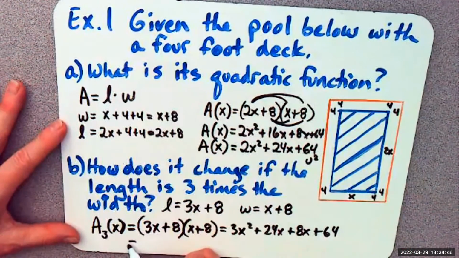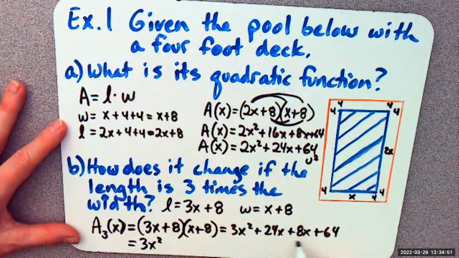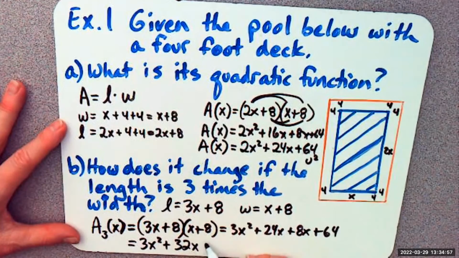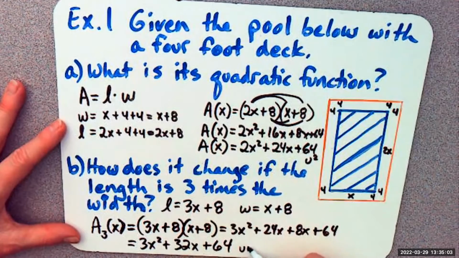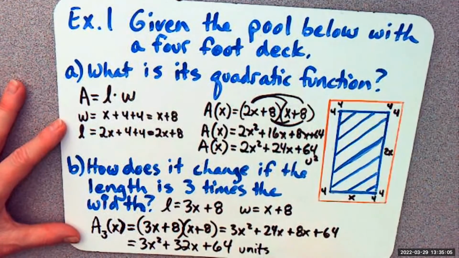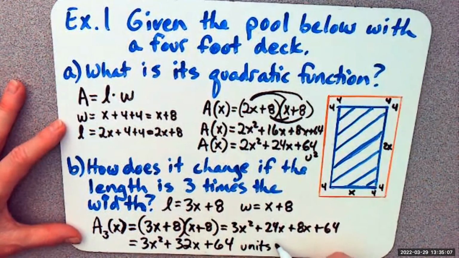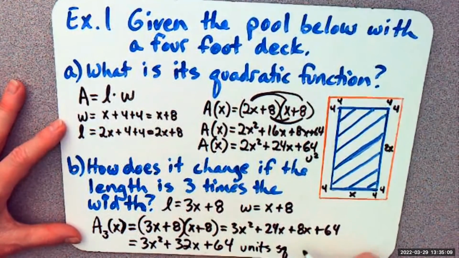So our final area for this will be 3x squared, and then this becomes plus 32x and then plus 64. And this will be units, I'll spell it out this time since I have some room, units squared.